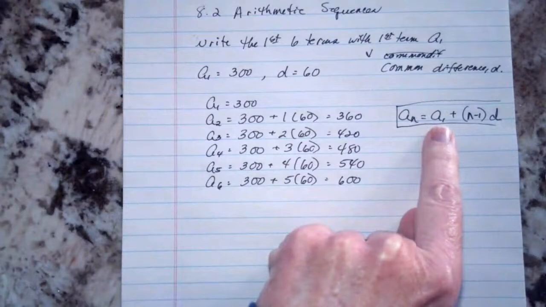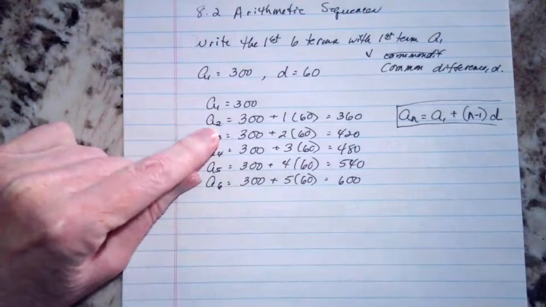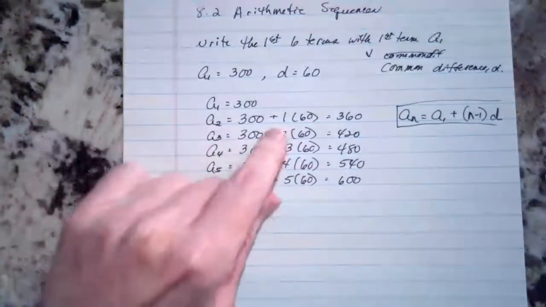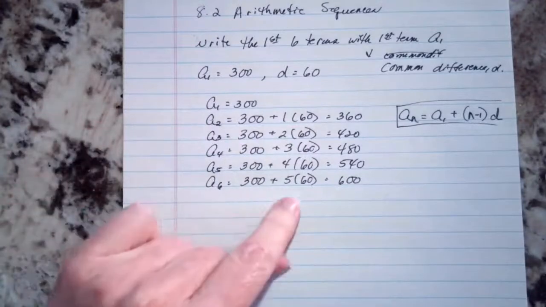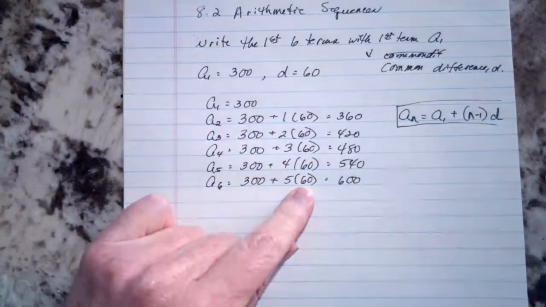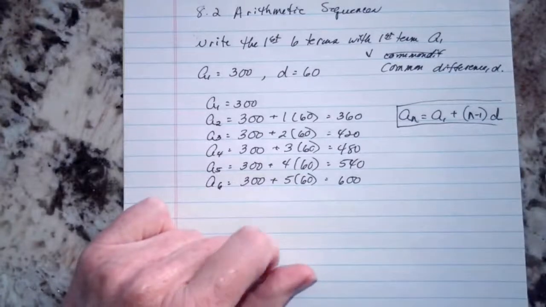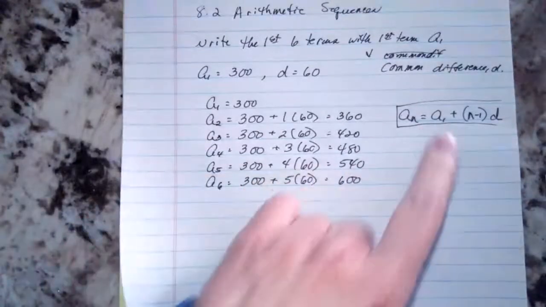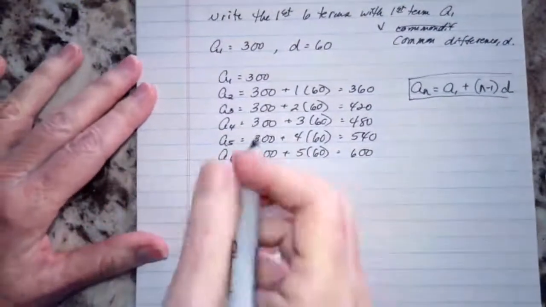We start with what we start with, and then we take 1 away from the term number. If we're looking for the second term, we'll take 1 away from 2 and get 1 times 60, etc., all the way down to 5 times 60, or a billion times 60. Take one away from it, and then add in the a sub 1, the initial term. Okay, let's do that again.